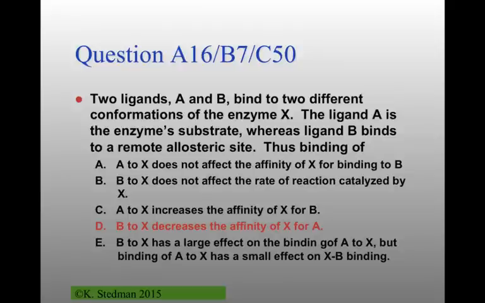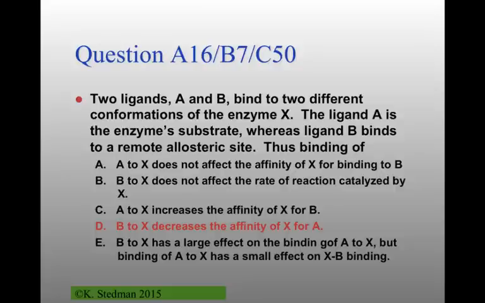So there are a couple of things here that you can immediately get rid of. Which are those? "Does not affect the affinity of X for binding B" - presumably because of some kind of allosteric thing going on there. What about the rate of the reaction? It might or it might not; you don't actually really know. A to X increases the affinity of X for B. B to X decreases the affinity of X for A.